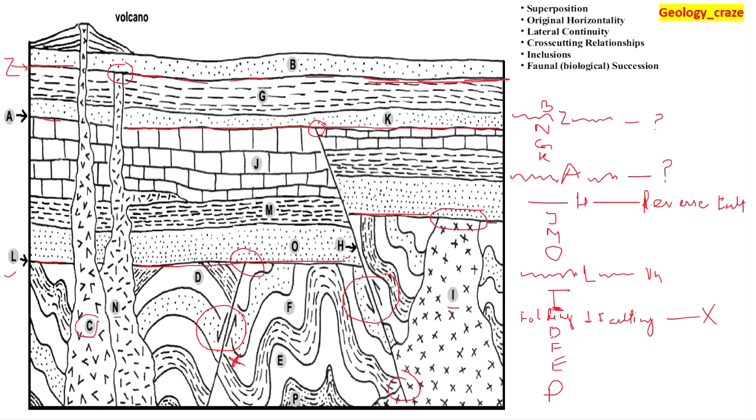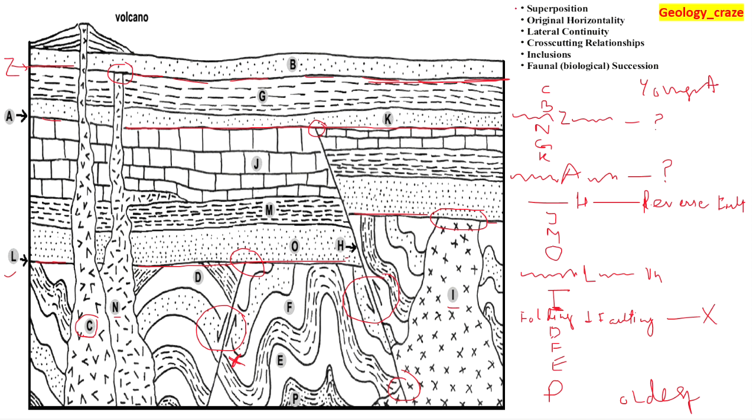That whole sequence is intruded by C, meaning it is cutting all the beds. So it is the youngest one. C intrusion is the youngest one. We consider it a dike. So here it is oldest and this is youngest.